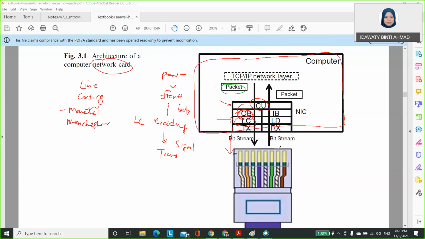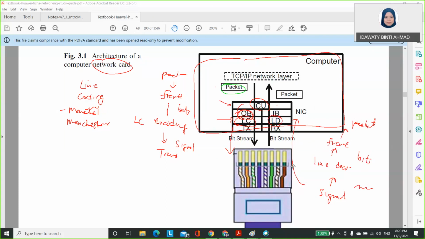Okay, so at the receiving part, when you receive the signal, what you must do is decode. So LD here is line decode. You must change the signal to become bits and form a frame. That frame you put in the incoming buffer, and then you process, you decapsulate that frame to become a packet. Okay, that is what happens.